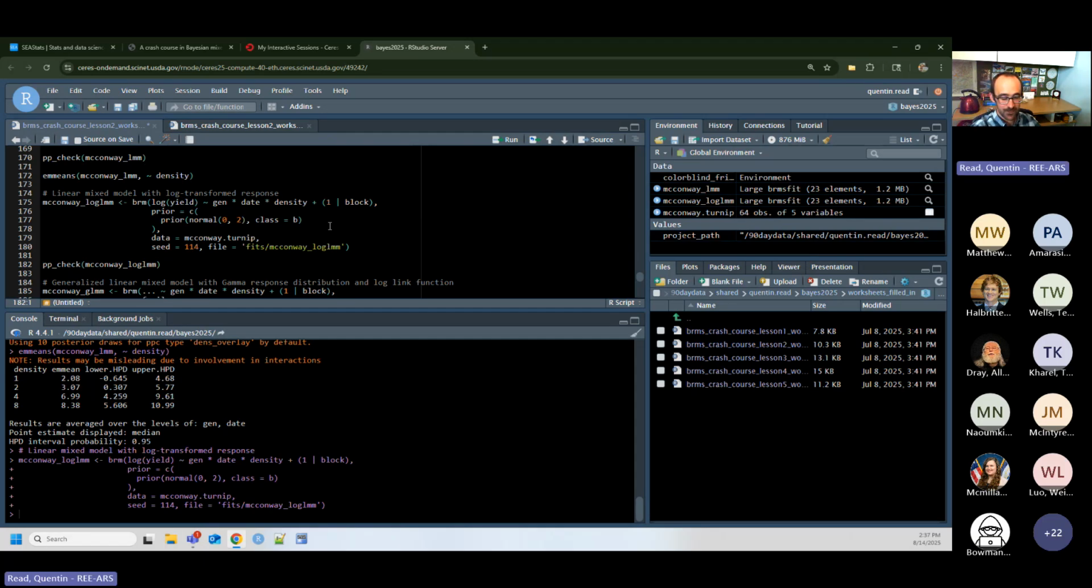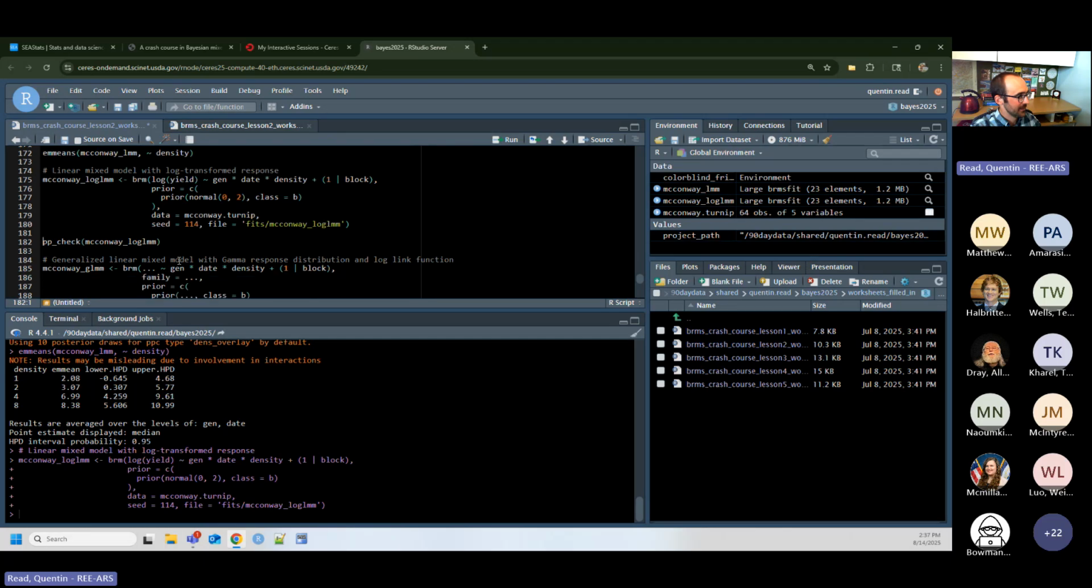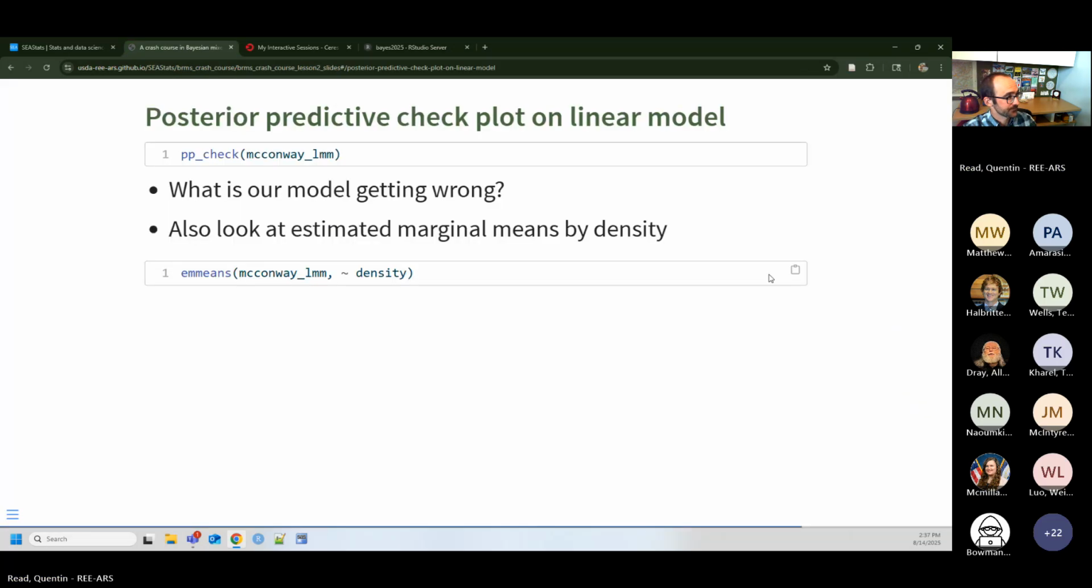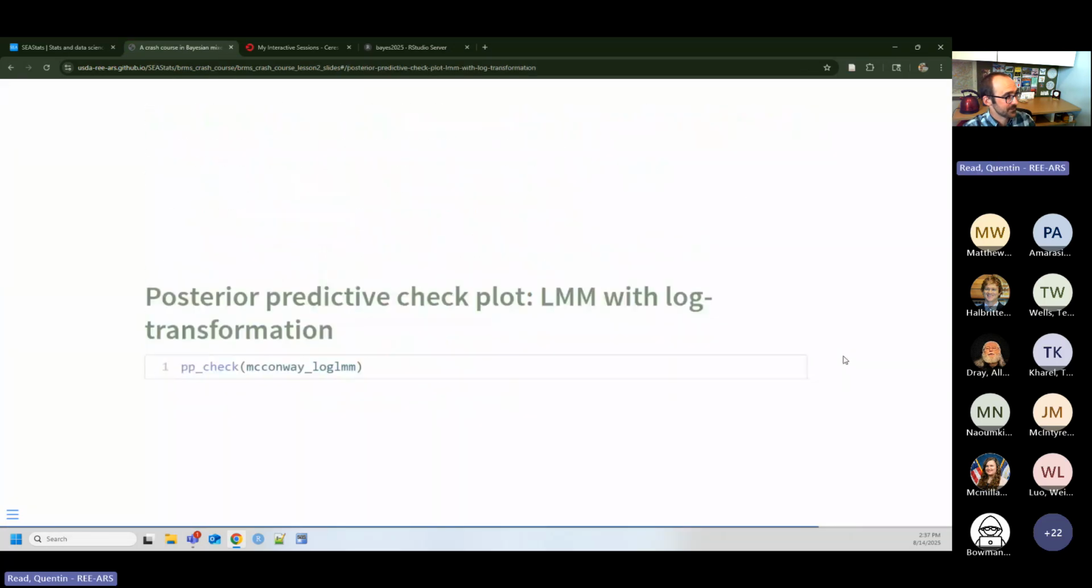So let's run the posterior predictive check on this log linear model. That looks a lot better, right? Now this is on a log scale, so some of the numbers are negative, which is fine. We actually have a very good match between the data and what the model is predicting. That looks pretty good. So back to the slides.